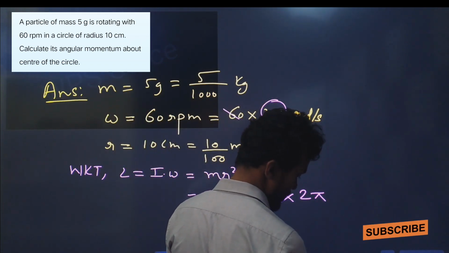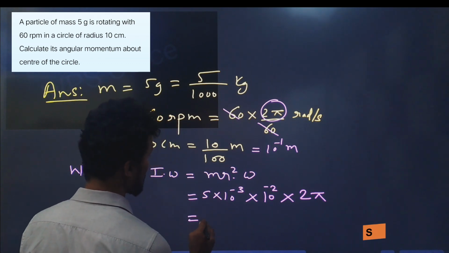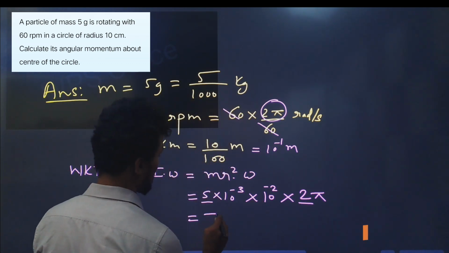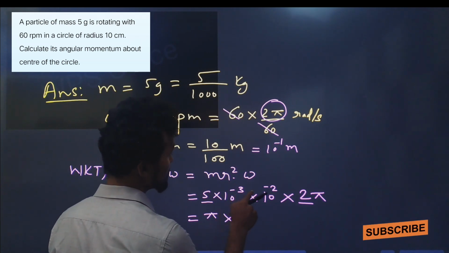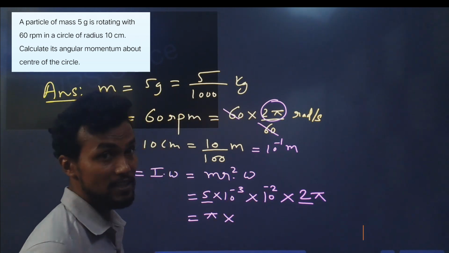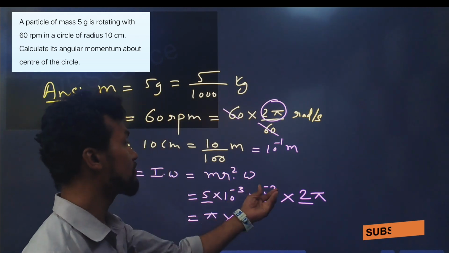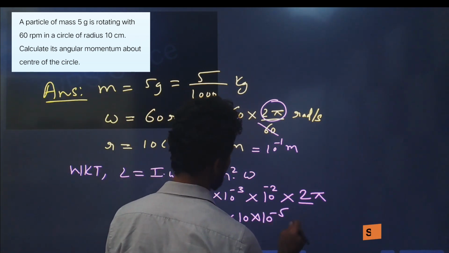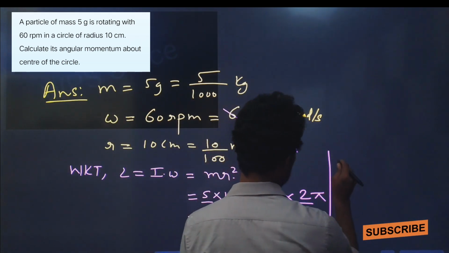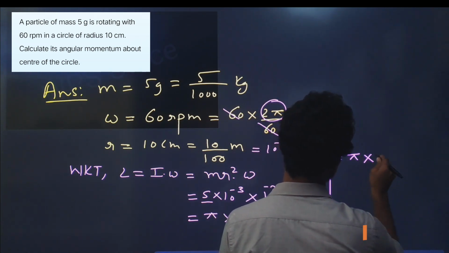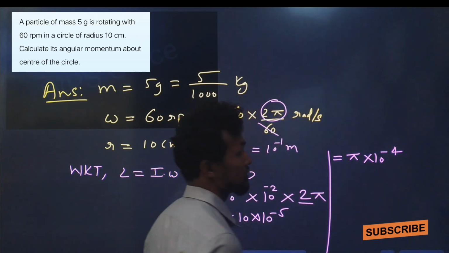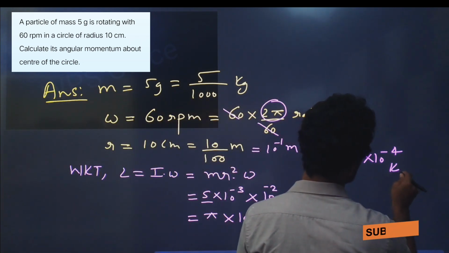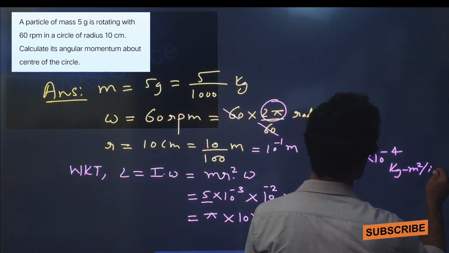So students, when you solve this, what will come here? Just check please. 5 into 2, 10. So pi into, minus 3 and minus 2, minus 5. Minus 5 will come from here, 10 to the minus 5, and 5 into 2 means 10. So 10 into 10 to the power minus 5. So overall, if I write the answer, what will come here? Pi into 10 to the power minus 4. Now check please, calculation correct? And unit is what? Kilogram meter square per second.